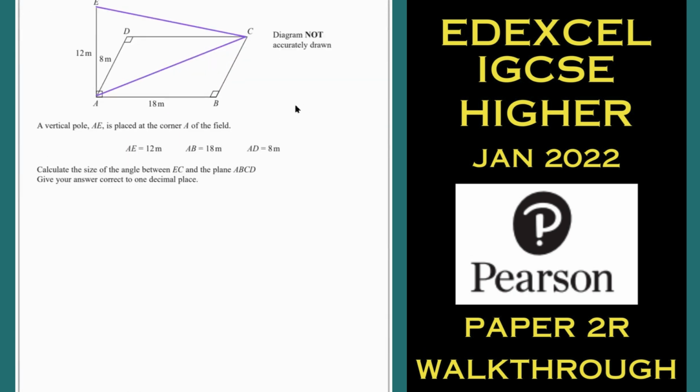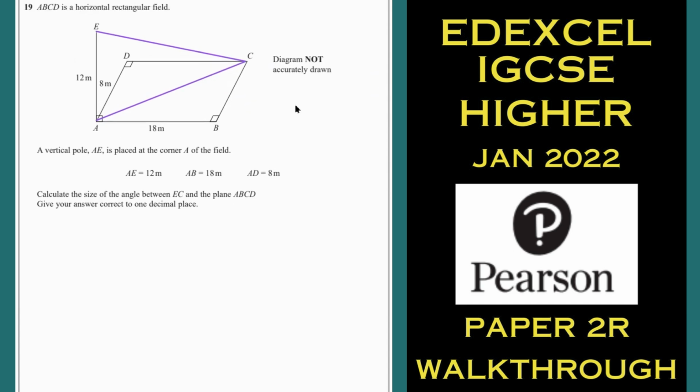Number 19, again, I've added on a couple of lines to save mucking around with technology. Not the worst 3D trig in the world. Not a bad one, if I do say so myself. That's the angle you're after. You already know the opposite side. It's one of the other two sides, and you certainly don't know enough to find EC, but you do know enough to find AC because it's the hypotenuse of a rectangular field.